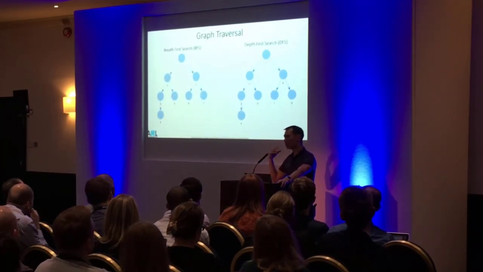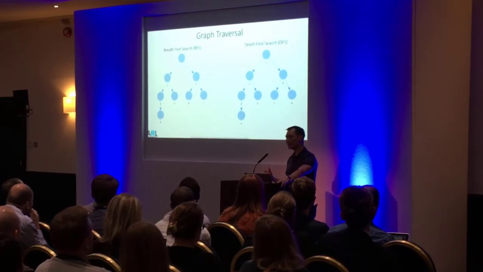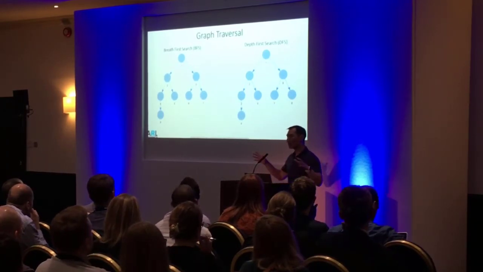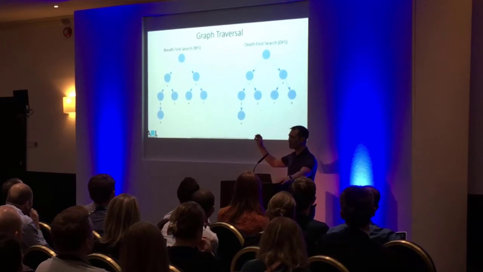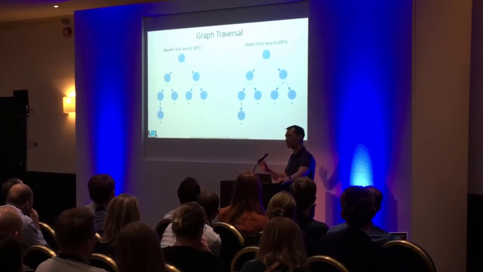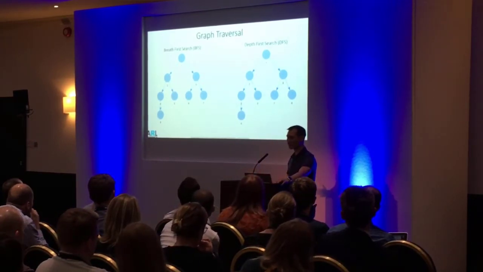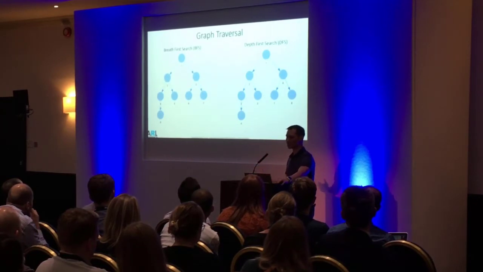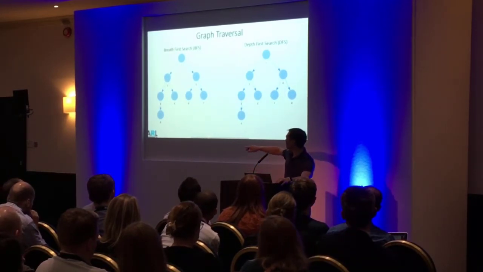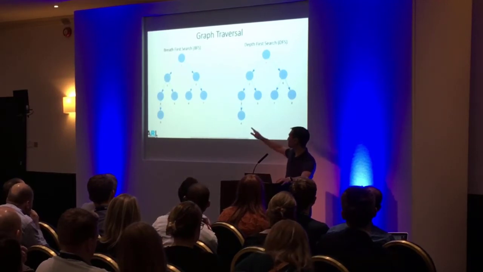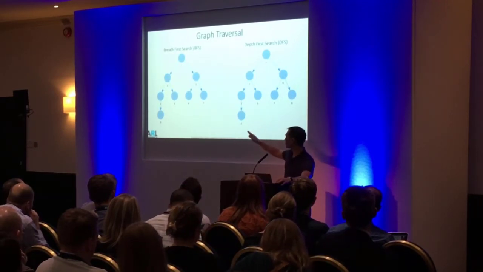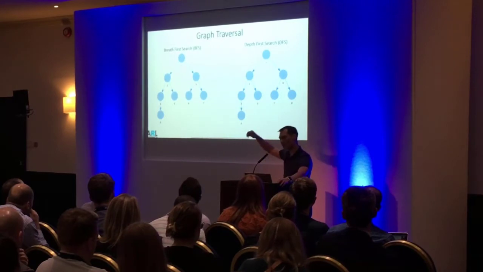OK, so one of the key concepts for graphs is graph network traversal, right? You can go through all of the different nodes in different patterns. And here are the two key patterns. One is called breadth first search. All that means is that you're going across, so from node 1 to 2 to 3, 4, 5, 6, 7, and it's going across before it goes down.